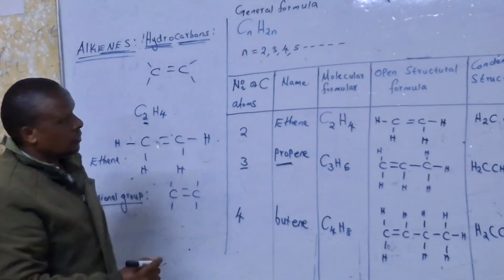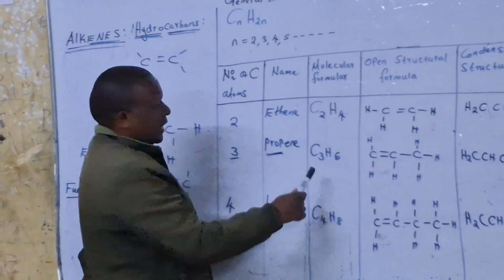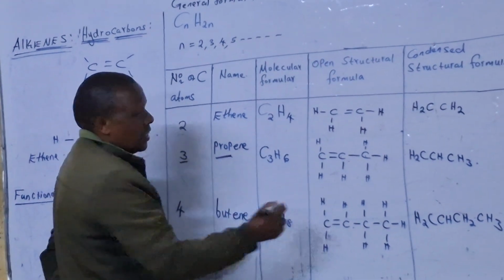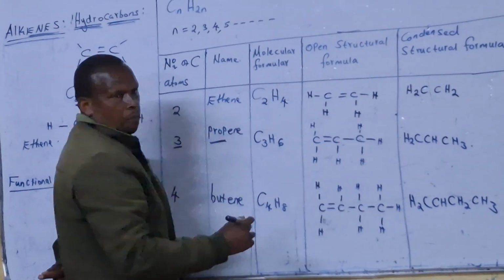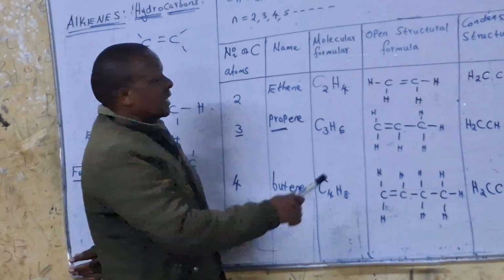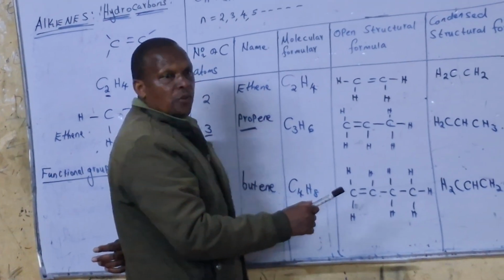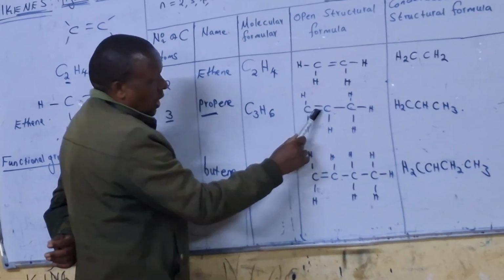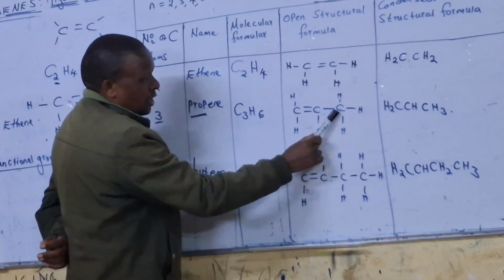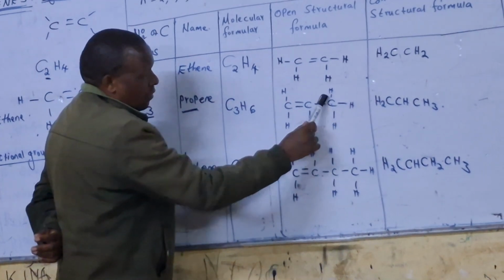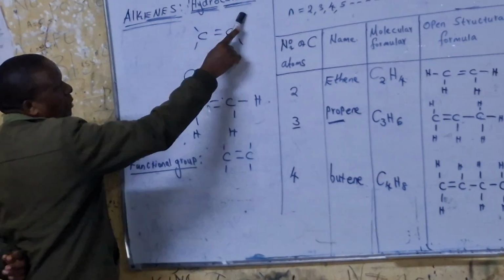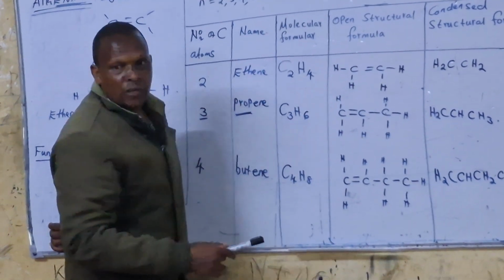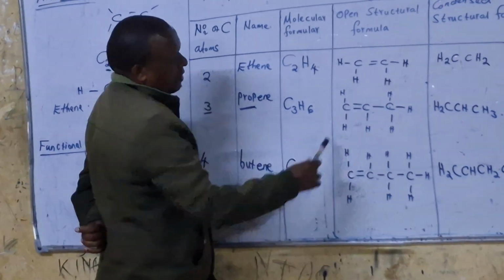So how do we draw the open structural formula? You indicate the 3 carbon atoms: 1, 2, 3. Then you put the double bond, and between the other carbon atoms you put a single covalent bond. After doing that, you make sure that each carbon atom is surrounded by how many covalent bonds? 4. So this one, 1, 2, 3, 4. For this one, 1, 2, 3, 4. For this other carbon atom, 1, 2, 3, 4. And since they are hydrocarbons, you fill the remaining bonds using hydrogen. So all of them are filled with hydrogen.